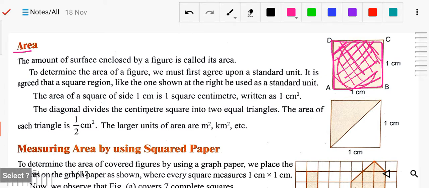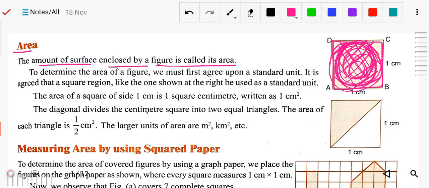So this whole region, whatever the region inside that figure, that much enclosed area, this enclosed surface, is called the area. The amount of surface enclosed by a figure is called its area. Got it? And we write area in centimeter square or meter square, so it is always with the square.